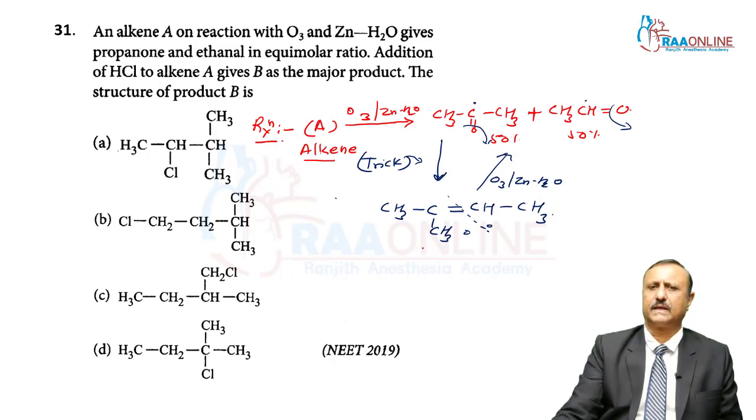Now my dear students, this is the alkene, and when this alkene reacts with HCl, you can see that in HCl, H plus ions and Cl minus ions are present.